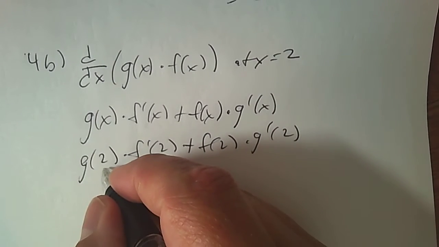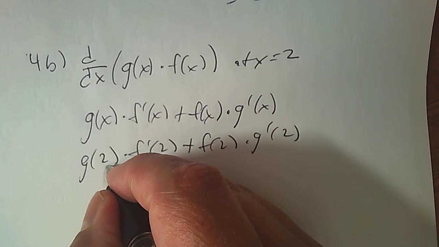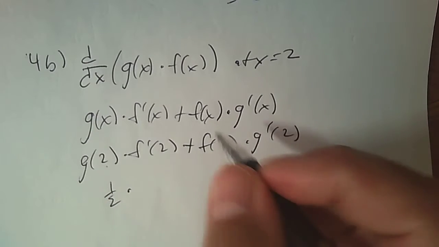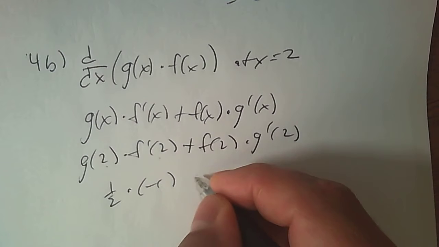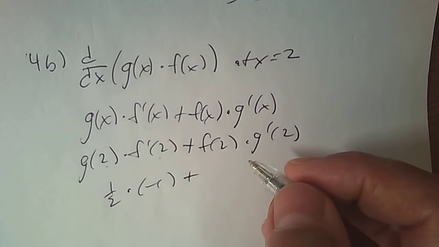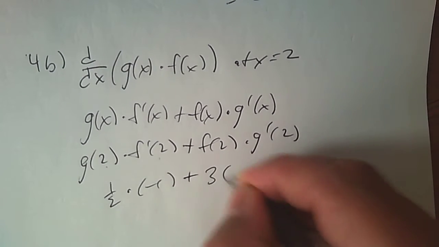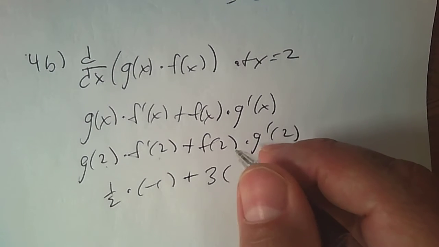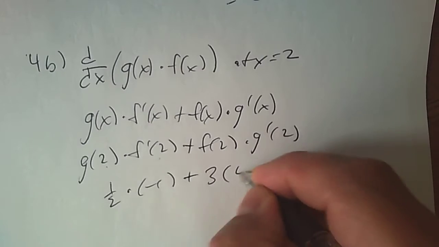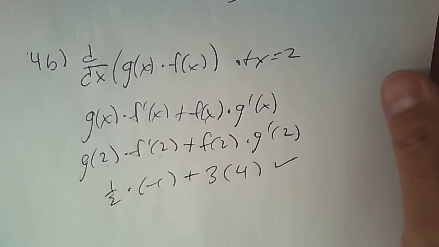So the chart says when x is 2, the g function is 1/2. When x is 2, the derivative of f is negative 1. At 2, the function value is 3, and then the derivative at 2 for g is 4. And that's a perfect answer. 4c.